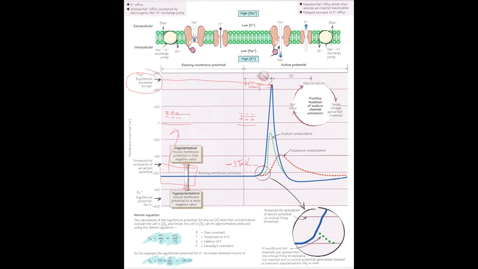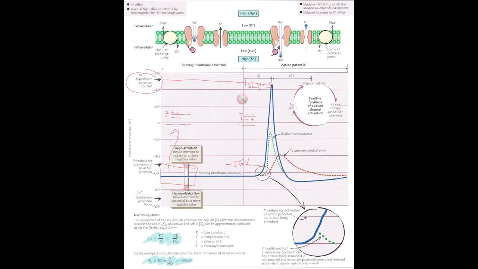Remember, how do these sodium ions come in? They come in based on an electrochemical gradient. So there's two components there. It must have an electrical gradient as well as a chemical gradient. All right. Now look at what's happening here.